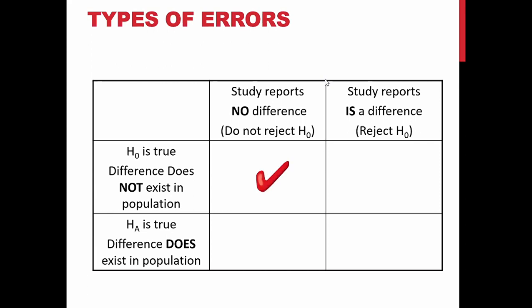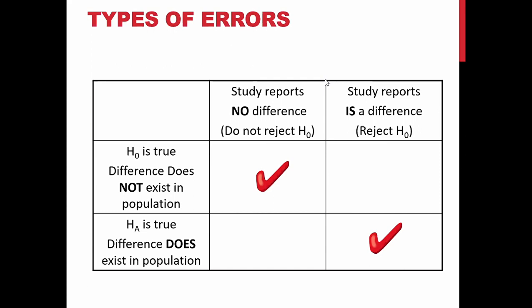So next slide. In here, the level of significance is correct, or your study is correct, if the study reports no difference, so we do not reject the null hypothesis, especially if the null hypothesis is true and the difference does not exist. Okay, next slide, please. On the other hand, you are also correct if the study reports that there is a difference, so we reject the null hypothesis, and the alternative hypothesis is true, and that there is a difference that does exist in the population.